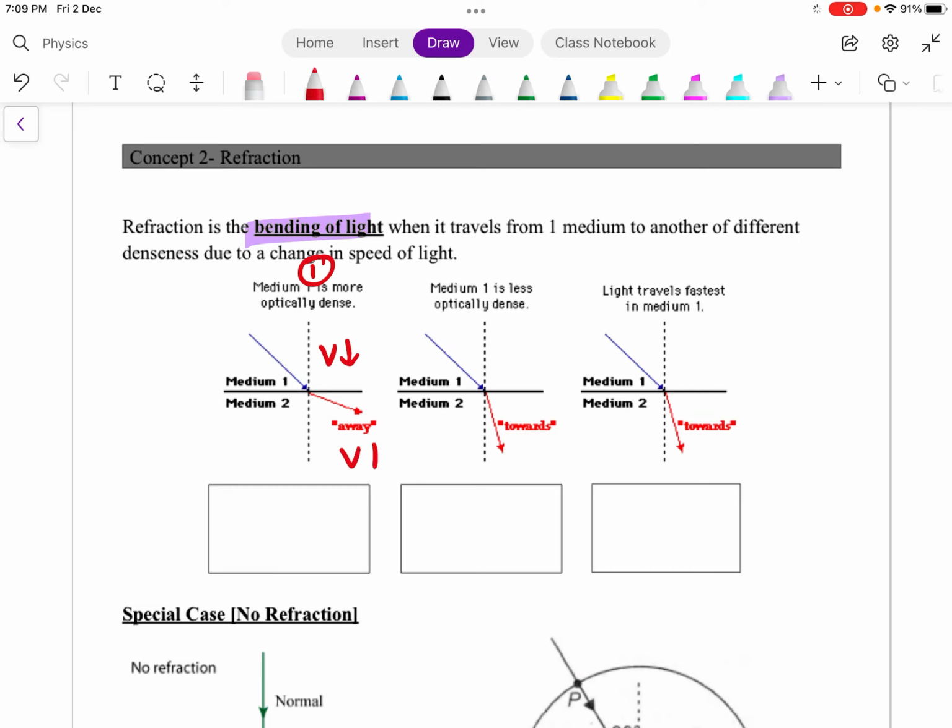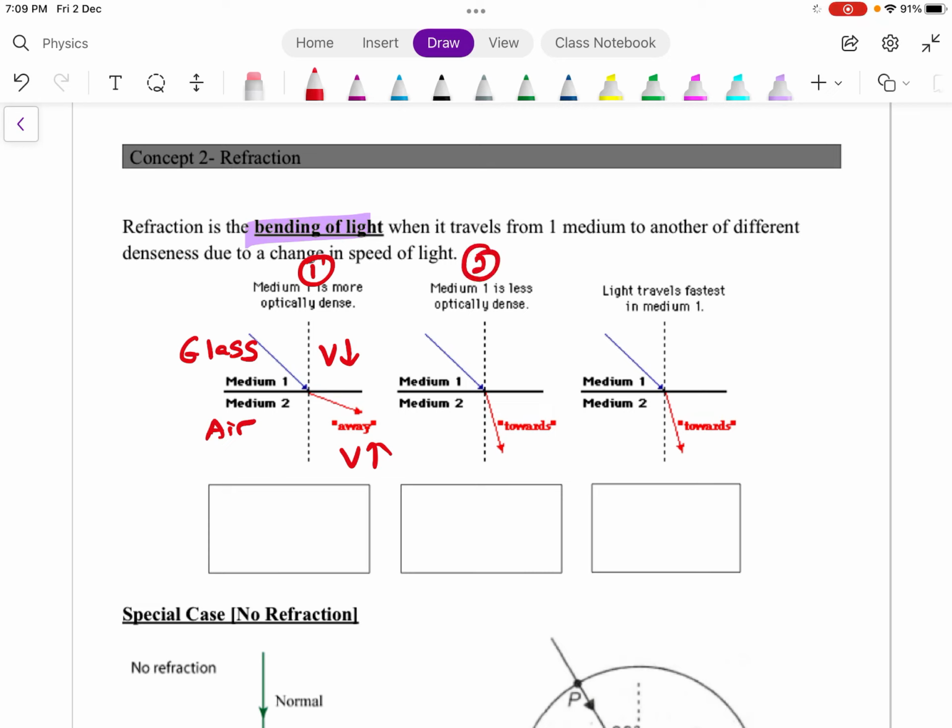should be faster. So in this case, maybe I can say medium 1 is glass, medium 2 is air. Because glass is more dense than air, that's why in glass the speed of light is lower. In air, the speed of light is faster. Okay, looking at diagram number 2.